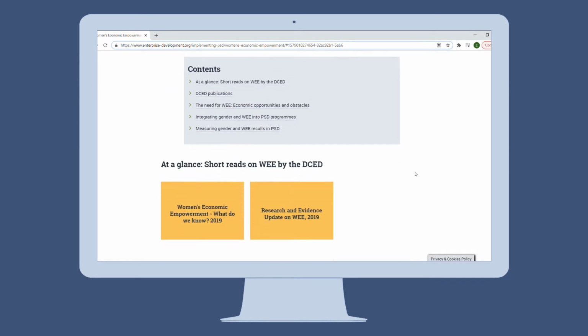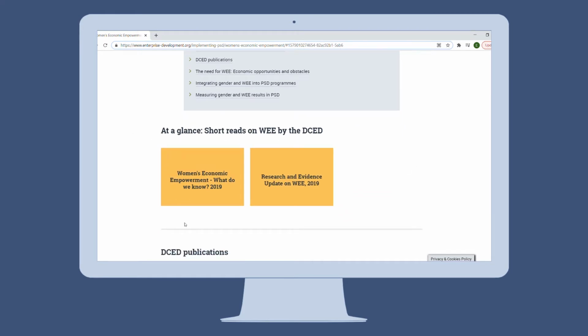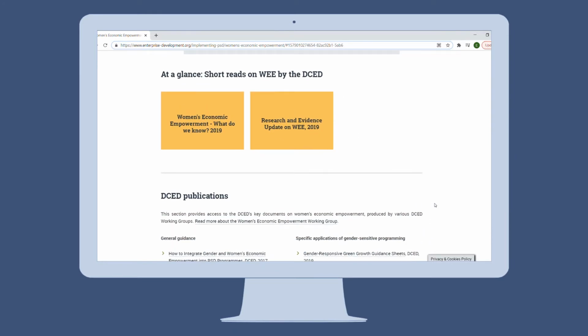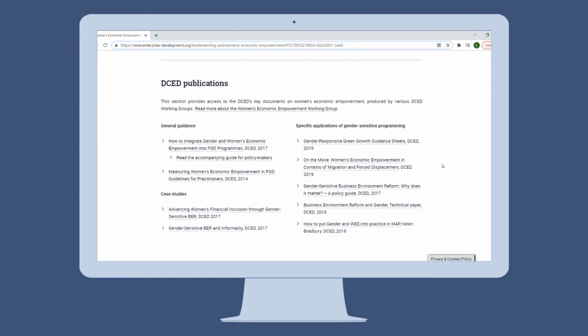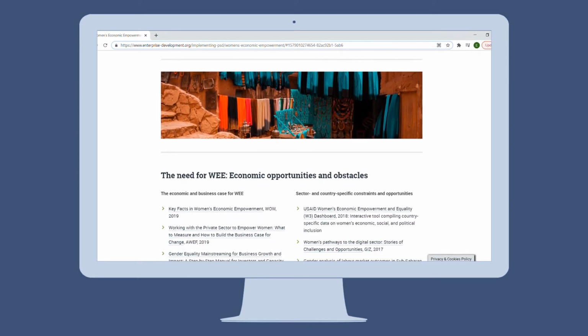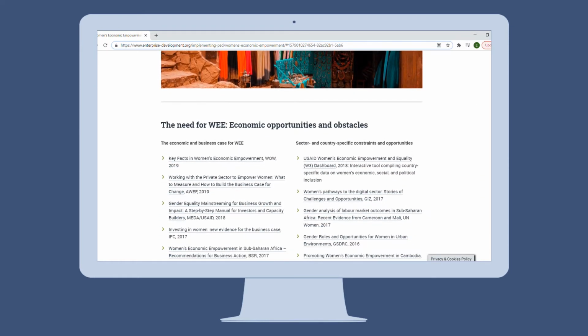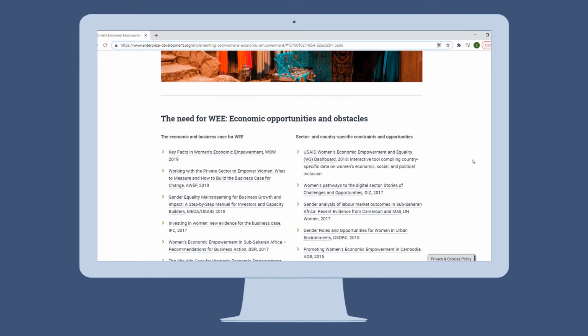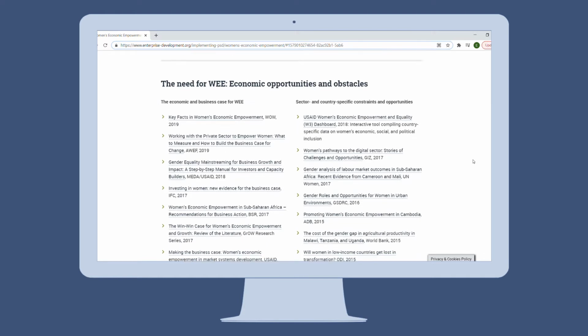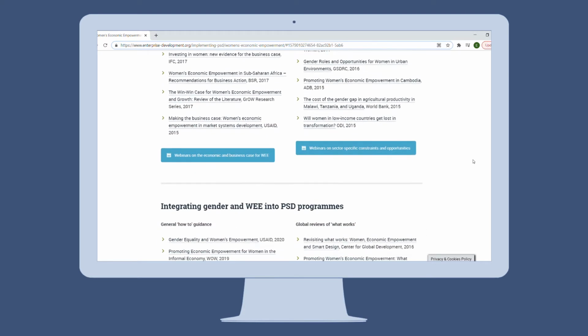It's split into 5 main sections. It starts with a couple of short reads, which summarise knowledge from all DCED member agencies. It then goes on to give some links to longer DCED publications, mostly produced by the DCED Women's Economic Empowerment Working Group. You can find out more about the working group on our website under the heading named About the DCED. The next section details publications that demonstrate the need for women's economic empowerment and talks about various opportunities and obstacles in this area.